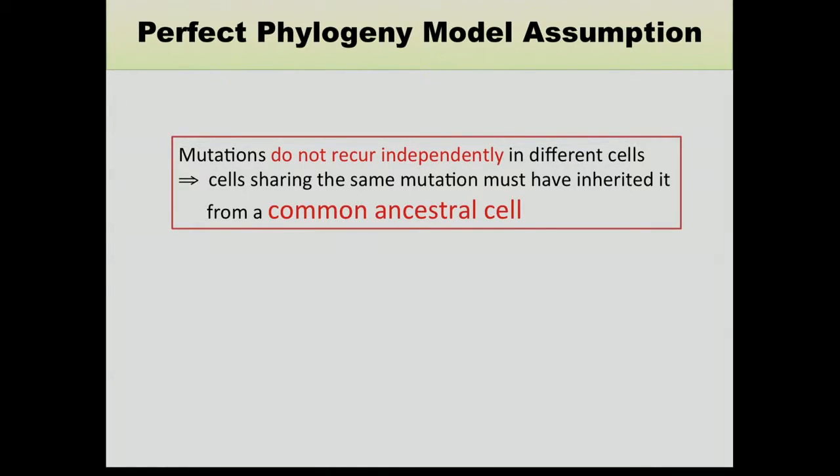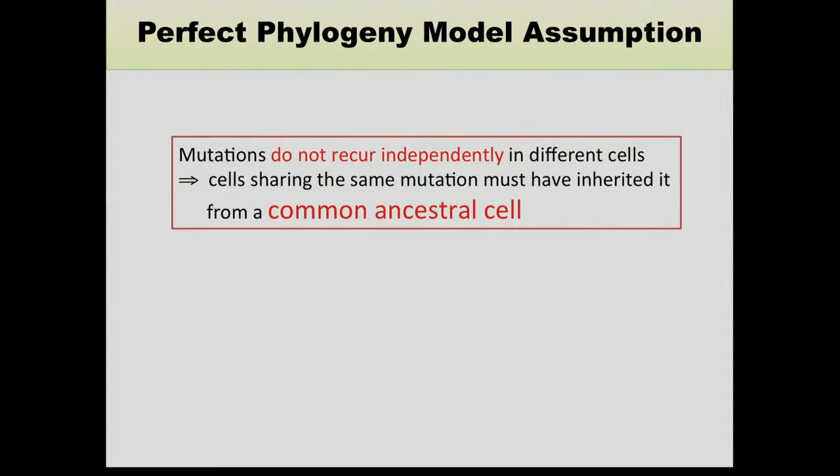This is a big challenge. So in our method, the big assumption that we make is that our data follows the perfect phylogeny model, also known as the infinite sites assumption, which basically states that mutations do not recur independently in different cells. That means that if cells share a particular mutation, they must have inherited it from a common ancestor. This is our main assumption.